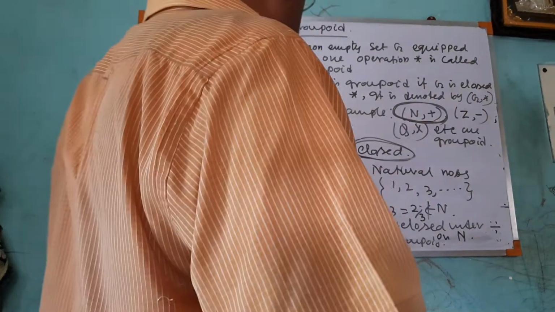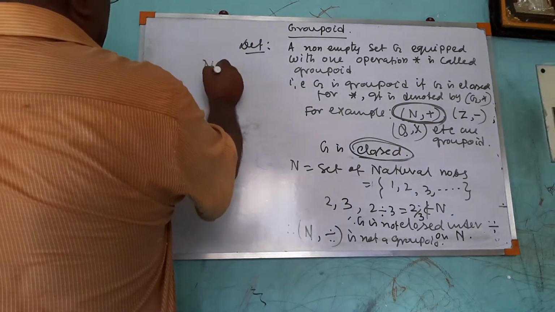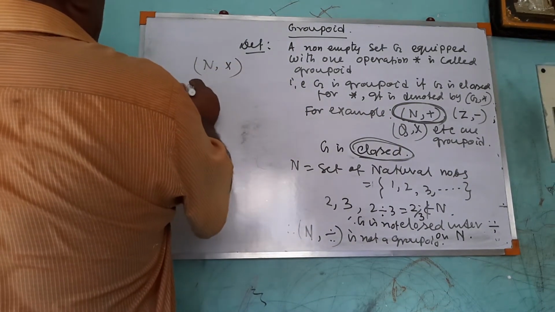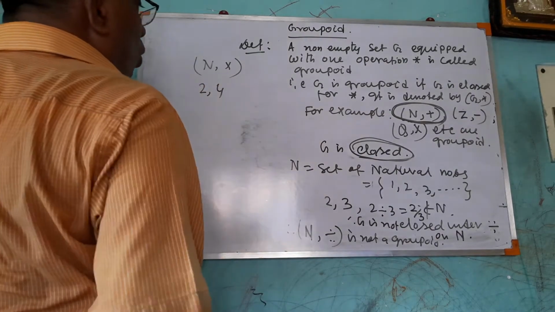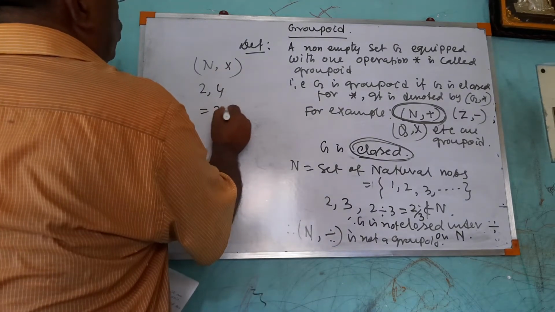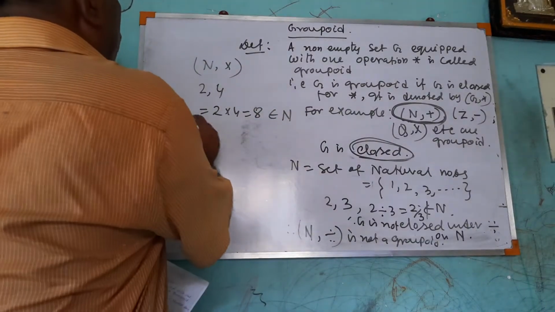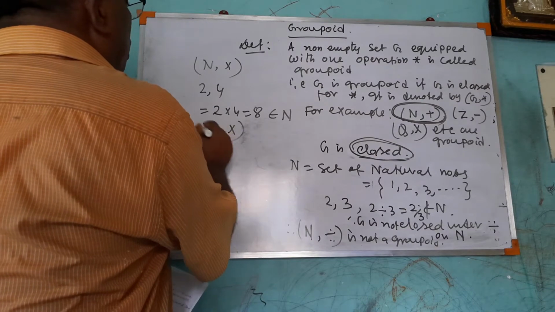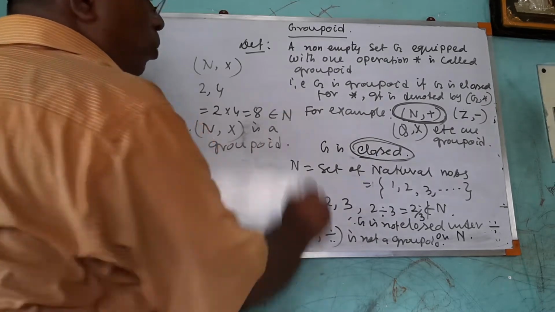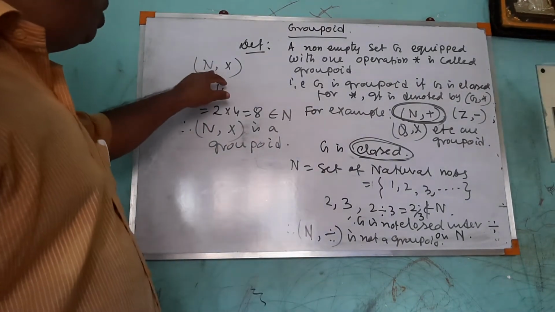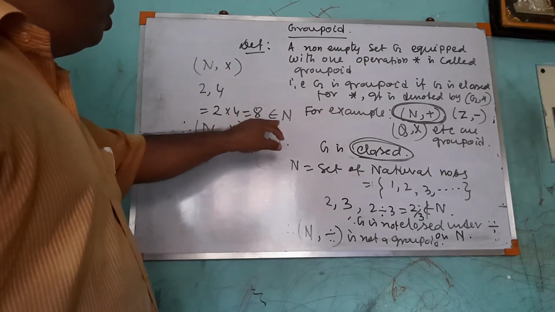Okay, now suppose I have written N with multiplication. Is N with multiplication a groupoid or not? You can check. Take any two numbers, suppose 2 and 4. 2 into 4 comes 8, and 8 belongs to natural numbers. Yes. So we can say N with multiplication is a groupoid for the set of natural numbers.